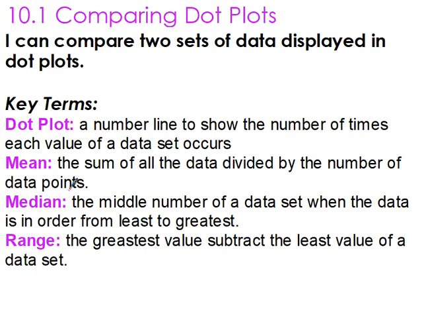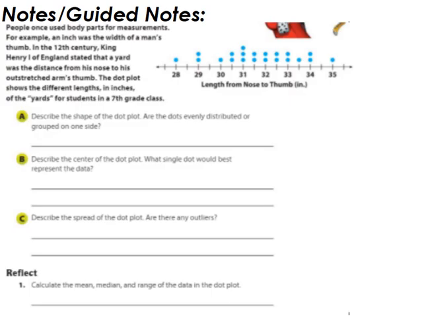So, key terms. Get these down: dot plot, mean, median, range. You should have already seen mean, median, and range, so those should look familiar. Dot plot should also look familiar. If it doesn't, that might be something that's new. We'll talk about what they mean throughout the video.